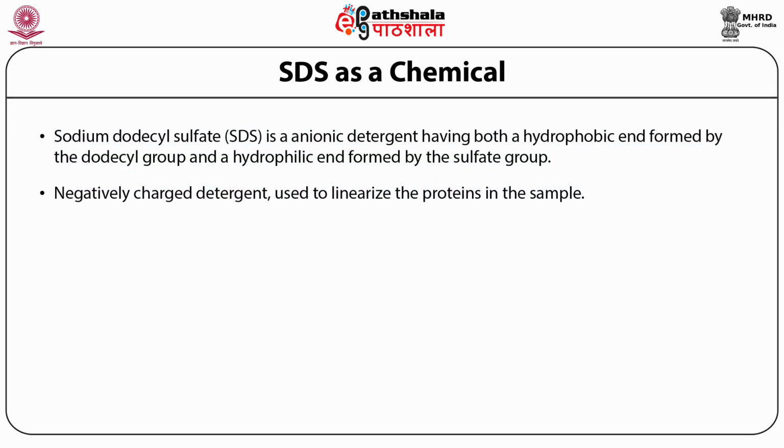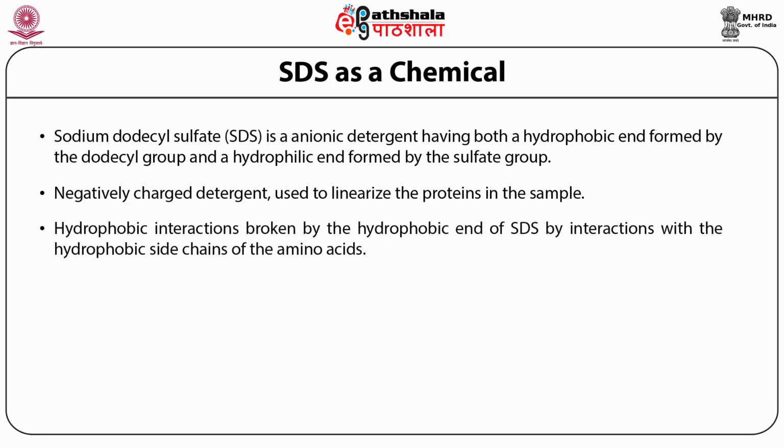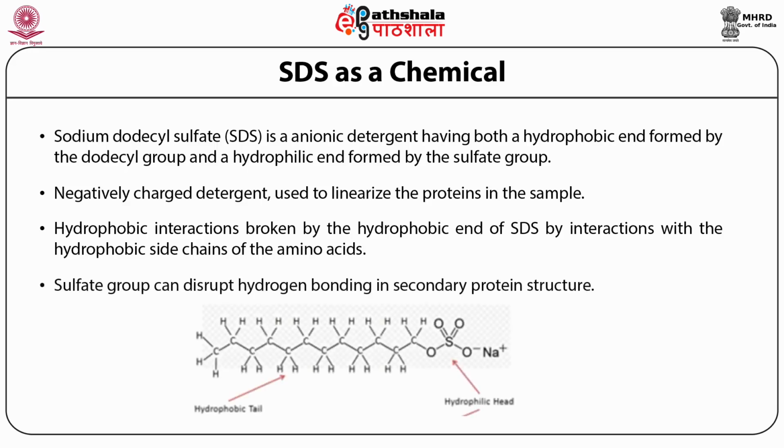Sodium dodecyl sulphate is an anionic detergent having both a hydrophobic end, comprised of the dodecyl group, and a hydrophilic end comprising the sulphate group. It is therefore called an amphipathic surfactant. The tertiary structure of most proteins, which results from such interactions, is broken down by the SDS. The hydrophobic interactions are broken down by the hydrophobic end of the SDS by making interactions with the hydrophobic side chains of the amino acids, while the sulfate group on the SDS can disrupt hydrogen bonding in secondary protein structure by the same mechanism.